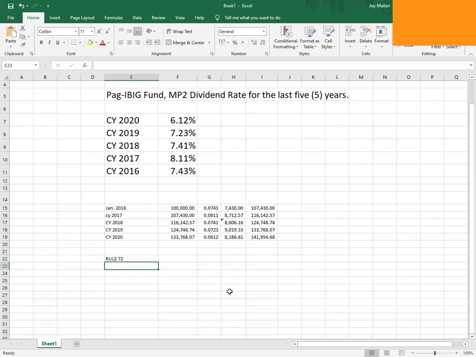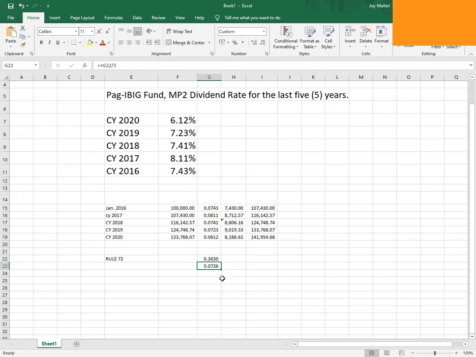What is Rule of 72? This is a technique to determine how many years it would take for you to double your money, or how much dividend rate it takes for you to double your money. Let's say, what is the average dividend rate of Pag-IBIG Fund for the last 5 years? I just have to sum up these five, which is 36.3%, and divide this by 5. The average dividend rate of Pag-IBIG Fund for the last 5 years is 7.26%.